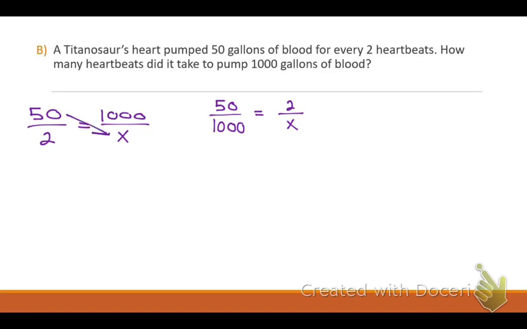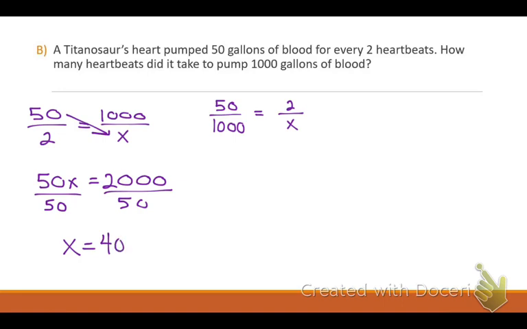So on your cross products, 50x equals 2,000. Divide by 50. X equals what? 40. 40 what? 40 heartbeats, okay? As long as you compared the same unit on both sides, and you had equivalent comparisons, you would have got 40. If I had done it the other way, do you see it would have been actually the same cross multiplication? It still would have been 2 times 1,000 and 50 times x. All right?